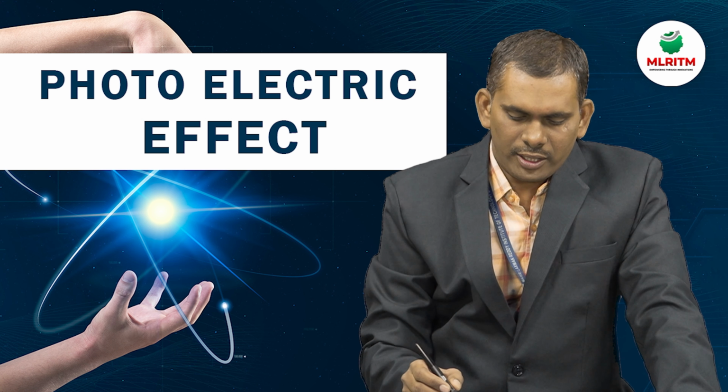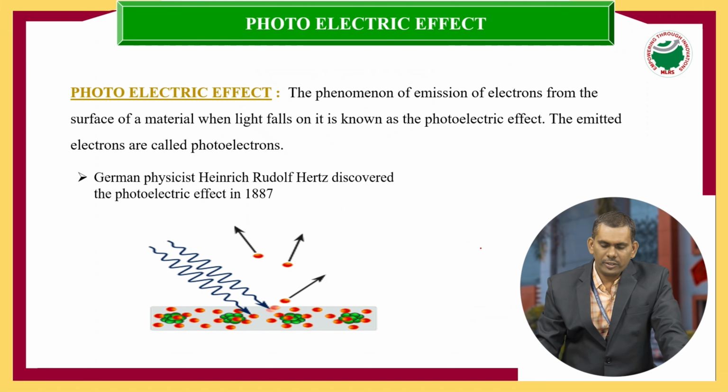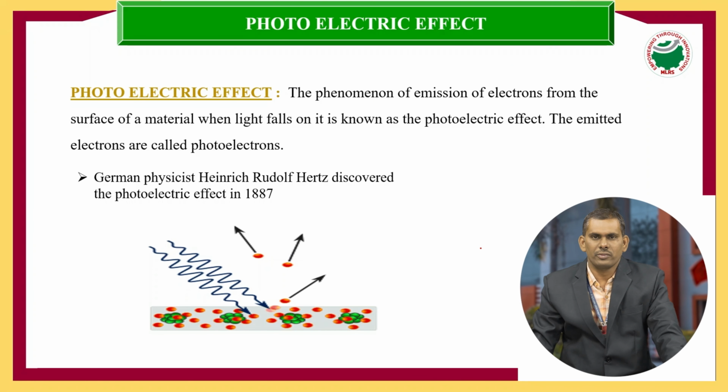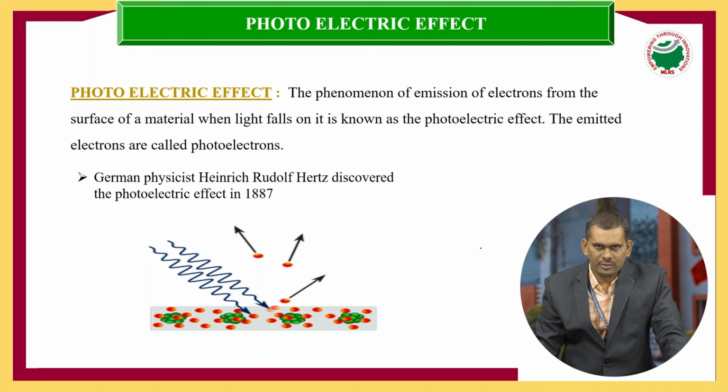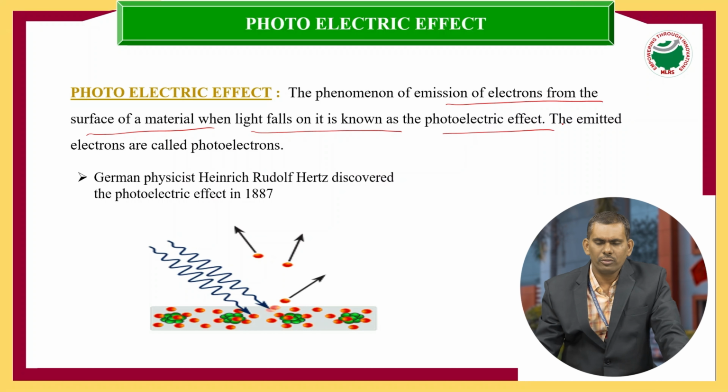So, photoelectric effect. The photoelectric effect is nothing but the phenomenon of emission of electrons from a metal surface when light is incident on it. Okay, so the phenomenon of emission of electrons from the surface of a material when light falls on it, that phenomenon we can call the photoelectric effect.